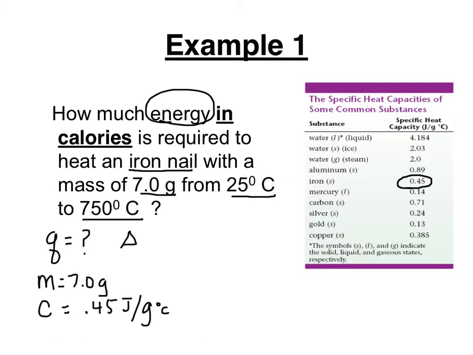My delta T is going to be my T final, in this case the 750, so I have 750 minus 25. So that's 725 degrees Celsius. Now that I have all my variables, I'm ready to use my equation.